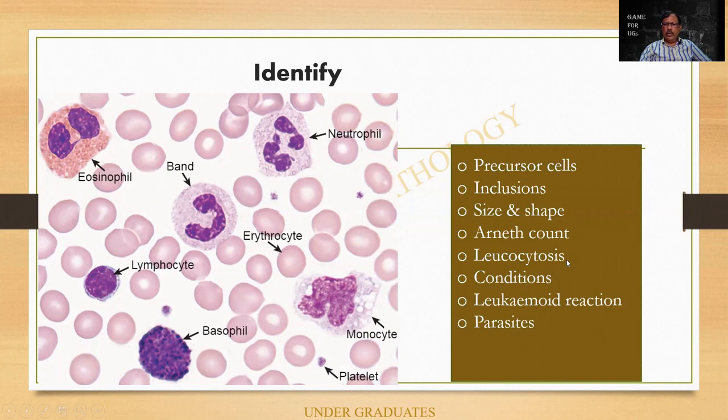Leukocytosis is an increase. What are all the conditions where it can be present? And what is a leukemoid reaction? Mimicking a leukemia. Go to my book on one page. I have clearly explained the difference between a leukemia and a leukemoid reaction. And what are the parasites we can see. And these are of course the RBCs.